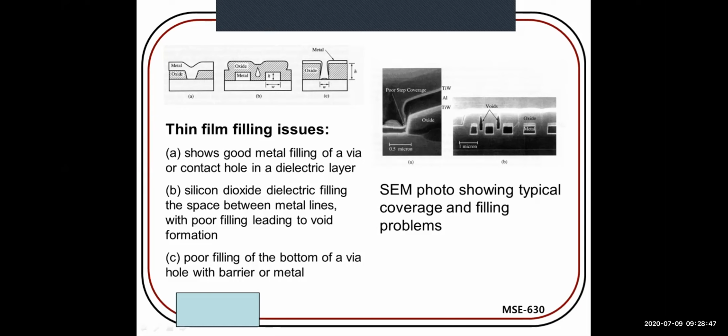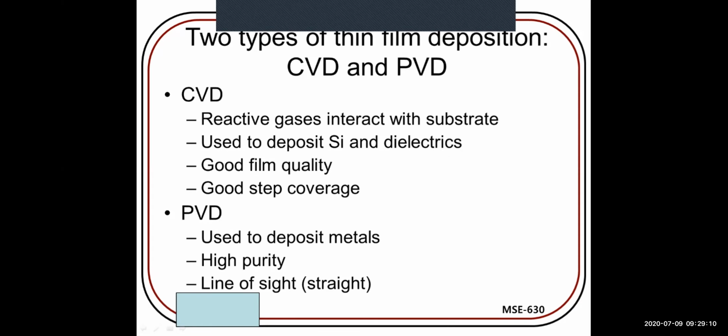And similarly, we have a defect over here. This portion is the defect. And over here, the deposition is not so uniform. In C, there is poor filling of the bottom of a via hole with barrier or metal. So these things are not required. These are the voids in the deposition of thin film which are not acceptable for high quality thin films.